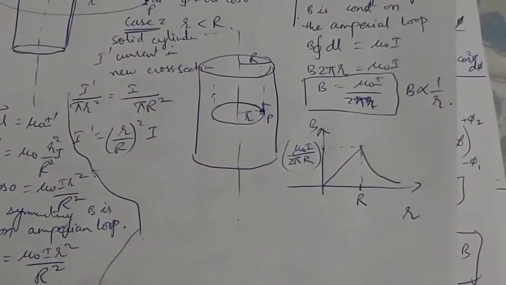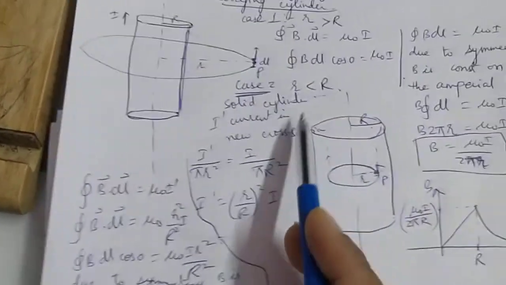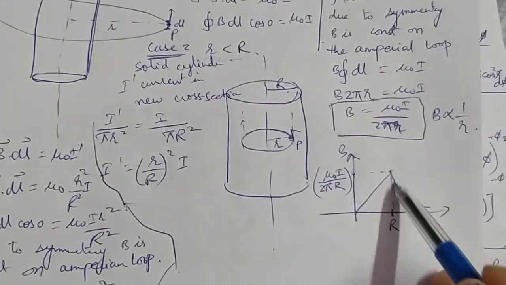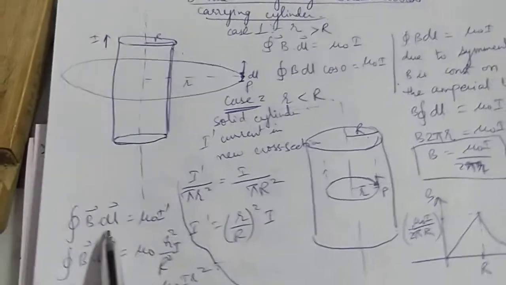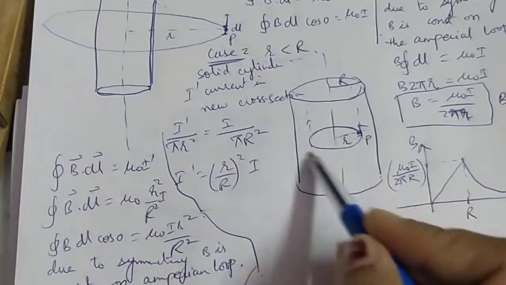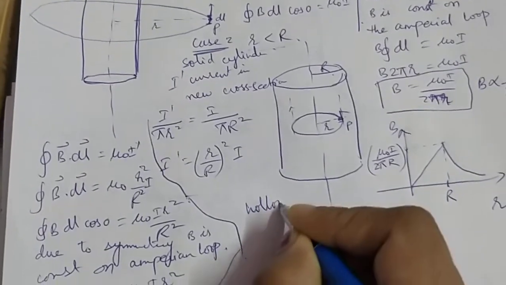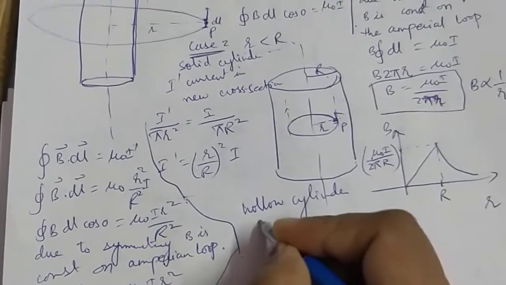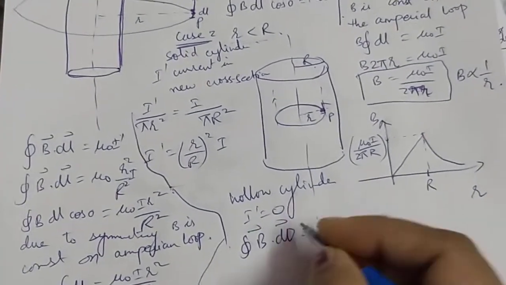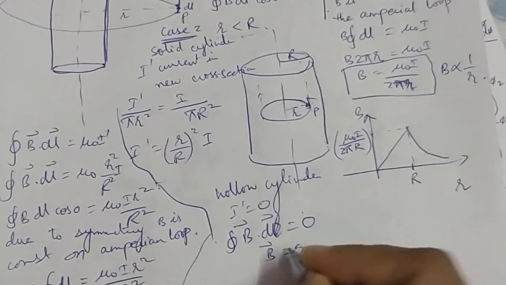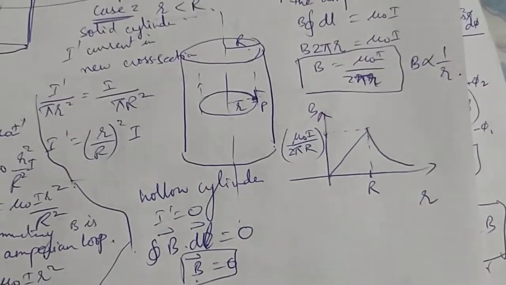Okay, this was for a solid cylinder. But if your cylinder is not solid, then what will you do? If your cylinder is not solid, then case 1, outside the cylinder, this part is the same, but in this part, when you use integral B dot dl equal to mu naught I dash, if it is hollow, there is no conductor inside, so I dash will be 0. Okay, for a hollow cylinder I dash is equal to 0, so your integral B dot dl is equal to 0. So if integral B dot dl is 0, B is 0. There is no magnetic field inside. Why? Because there is no current inside it. So the magnetic field is 0.